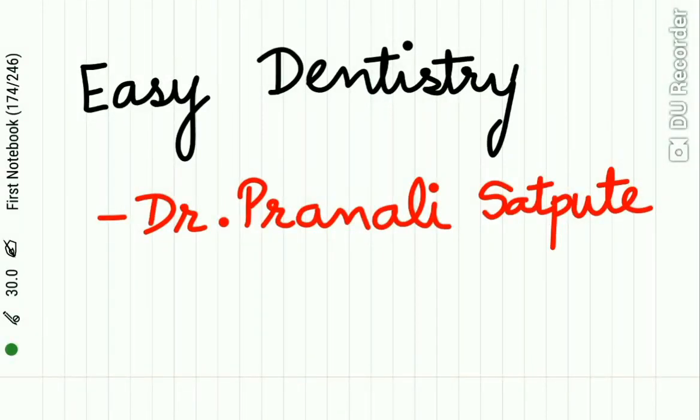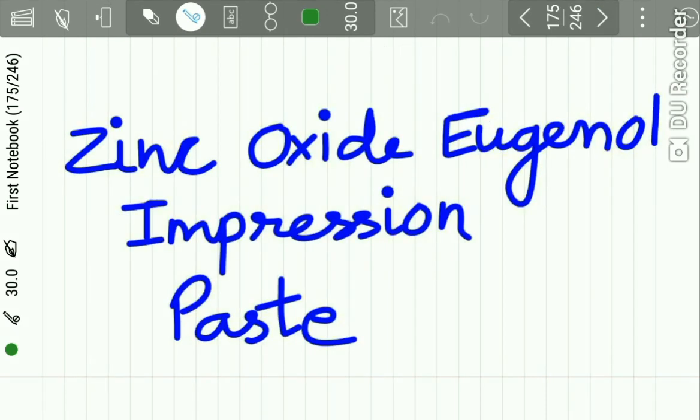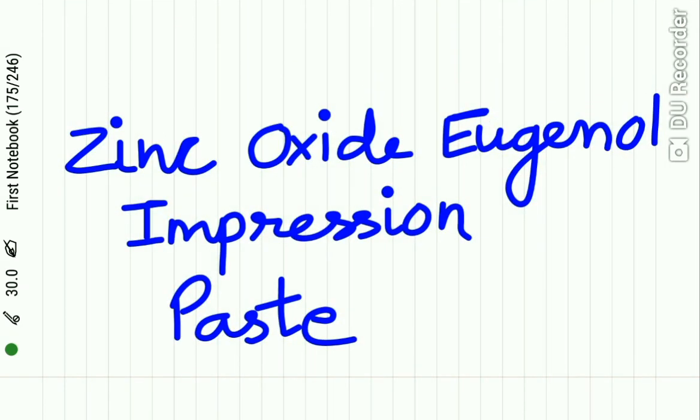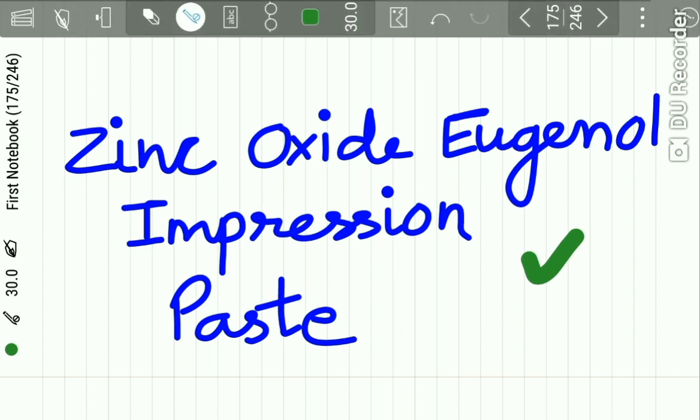Hello everyone. After studying about the impression compound in detail, we are here with another important lecture, that is the zinc oxide eugenol impression paste. This is a material which is routinely used in dentistry, and it is very important to know all the properties of this material.